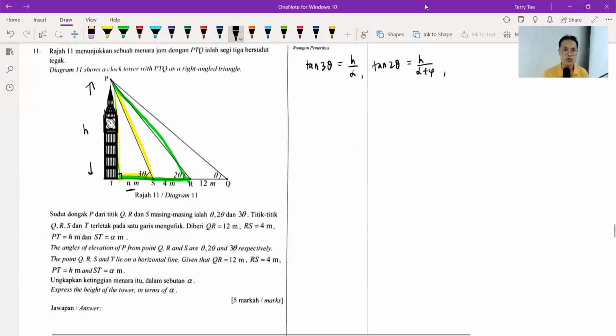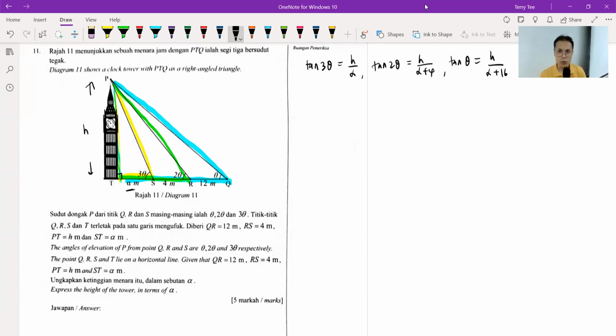For the third triangle, I'm going to use the blue one. The angle is theta, the height is still H, but the base is now alpha plus 16, because 4 plus 12 is 16. So here we need to link these 3 together.